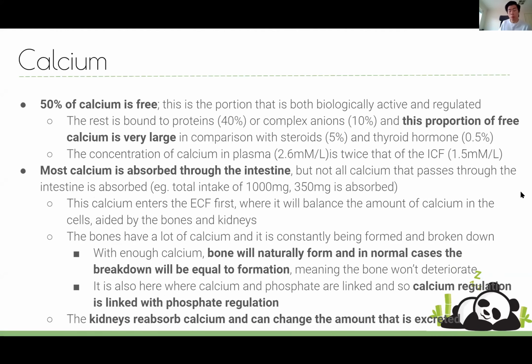So calcium, 50% of your calcium is free, meaning the amount of calcium in your blood, half of it is free, meaning it's not bound to proteins or complex ions. And this is actually quite a large proportion, especially when you compare it to the thyroid, which is at 0.5%, as Gavin talked about earlier, and steroids, which are at 5% bound.